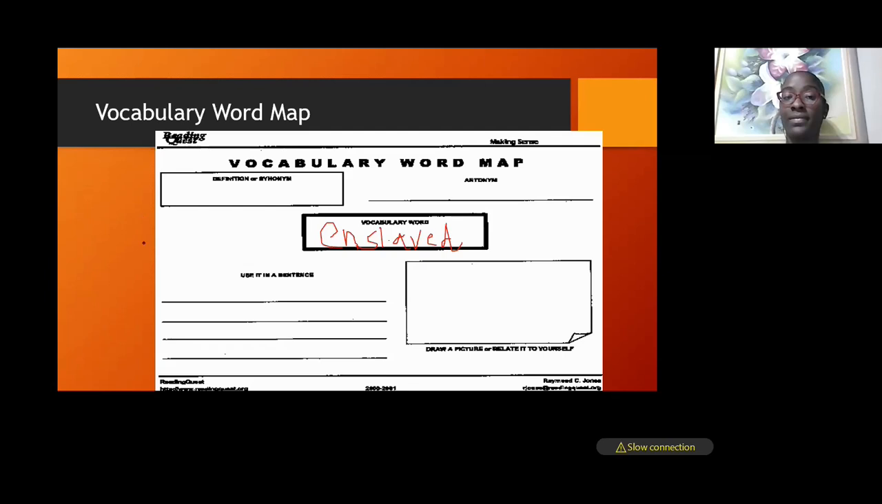Very good. I see Jason. Jason says bondage. Yes, very good. So we'll use Jason's word. Okay, what about an antonym? So an antonym would be a word that means the opposite of enslaved and bondage.